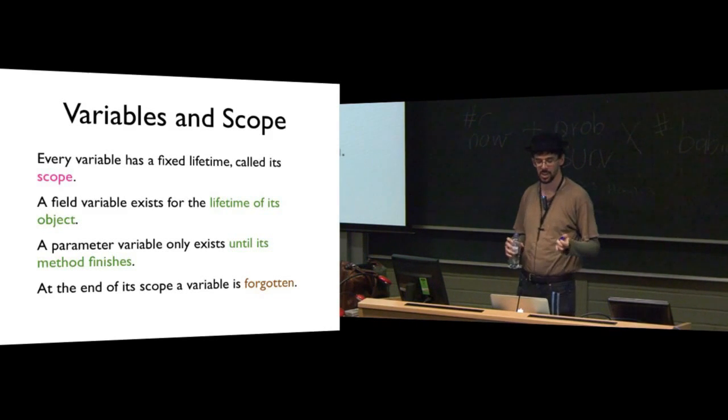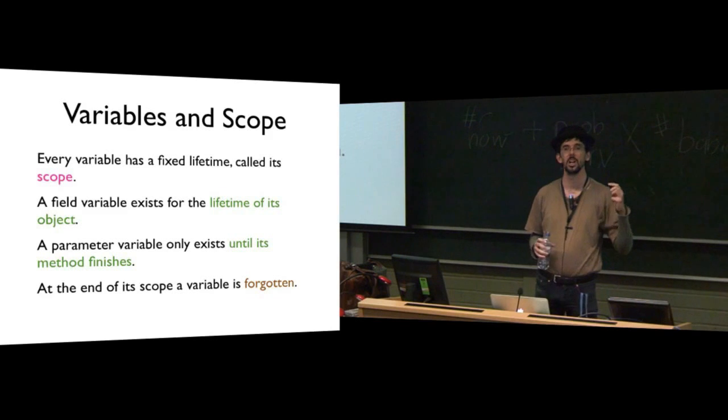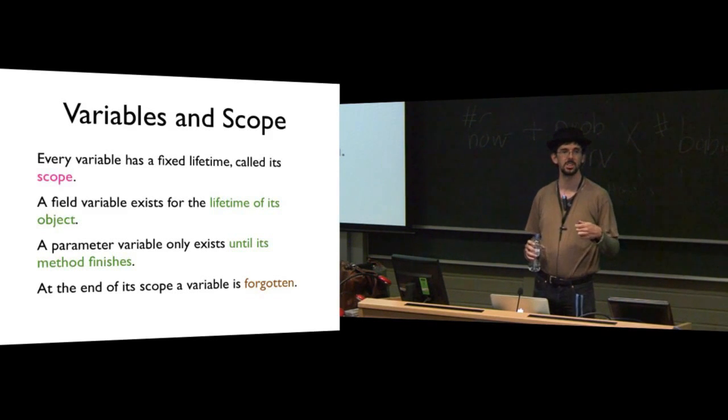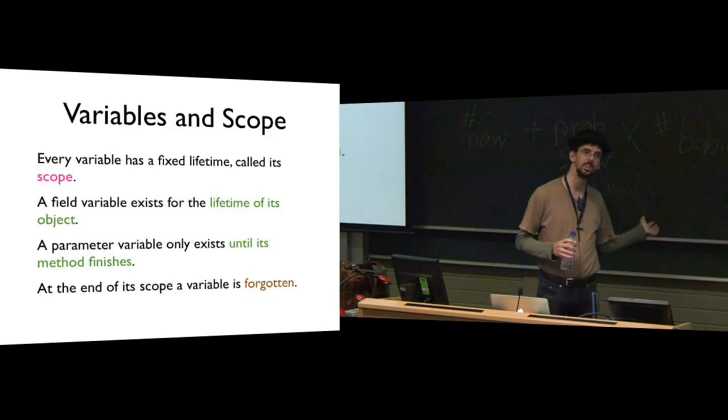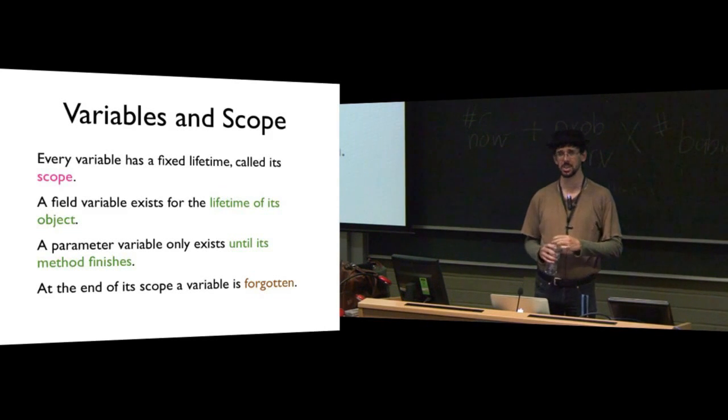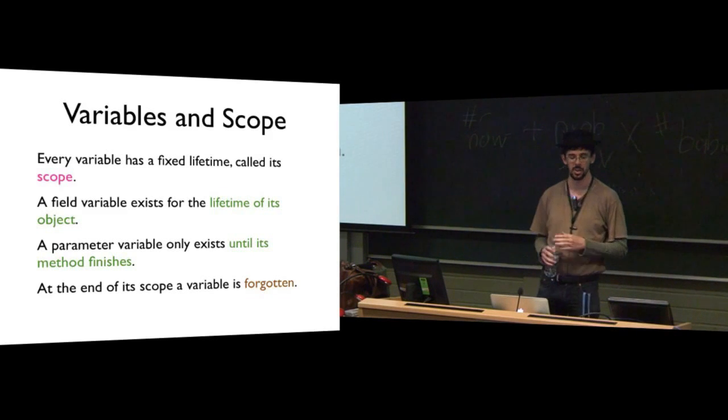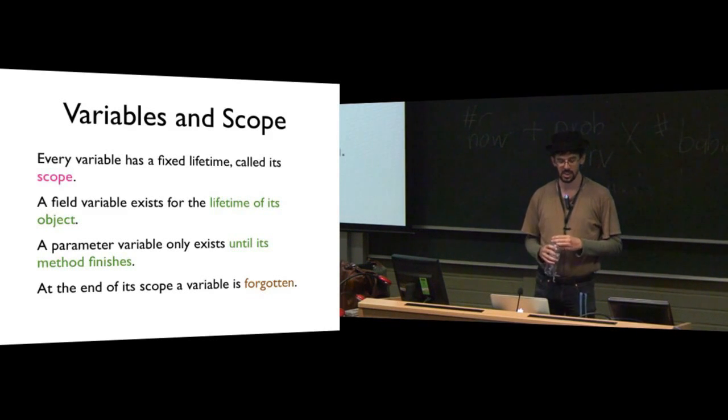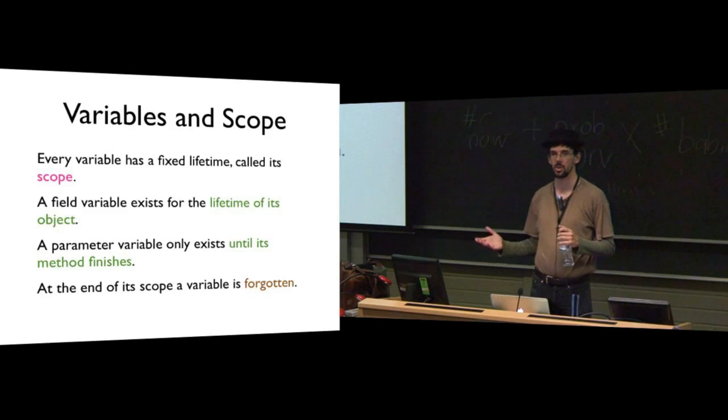A parameter variable, on the other hand, only exists in that method. And when the method finishes, that variable is thrown away. So if you have a parameter on a method, and you provided a value when you call the method, that value only exists as long as you're in that method, and when you return from that method, that value goes away. And it's forgotten, and next time you call the method, you'll give it a new value. So this is the idea of scope, that a variable only exists within a certain scope, and when that scope runs out, the variable is forgotten.